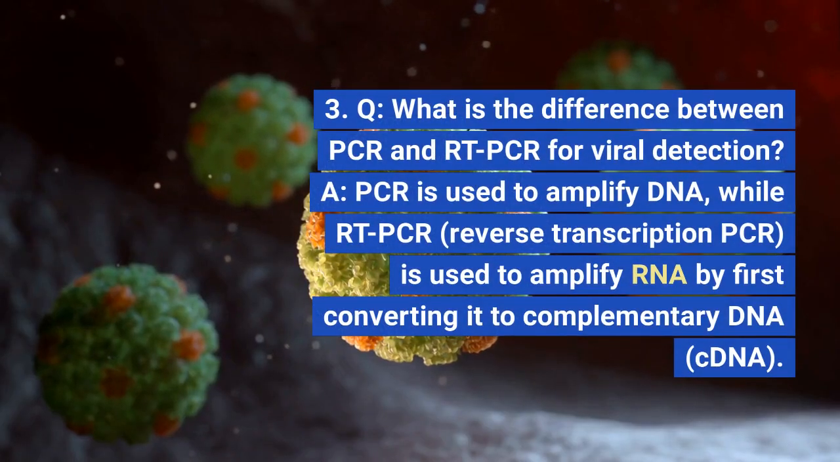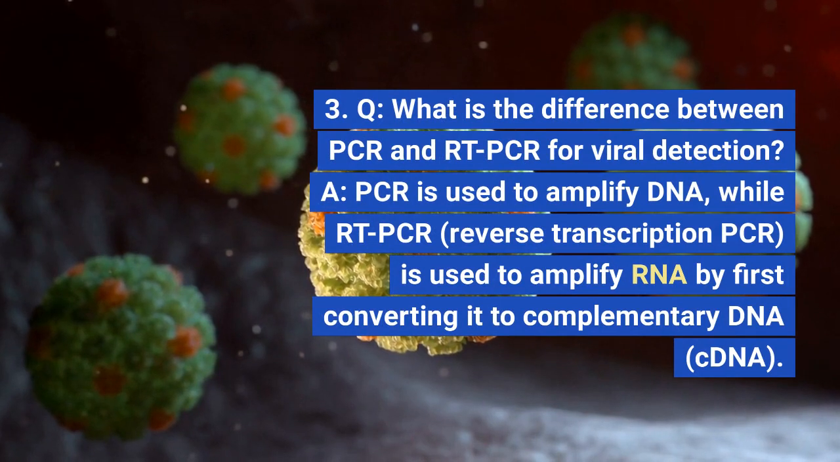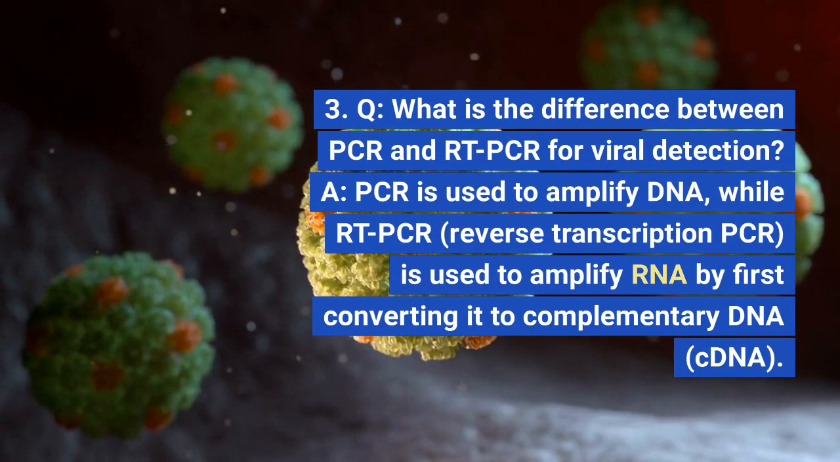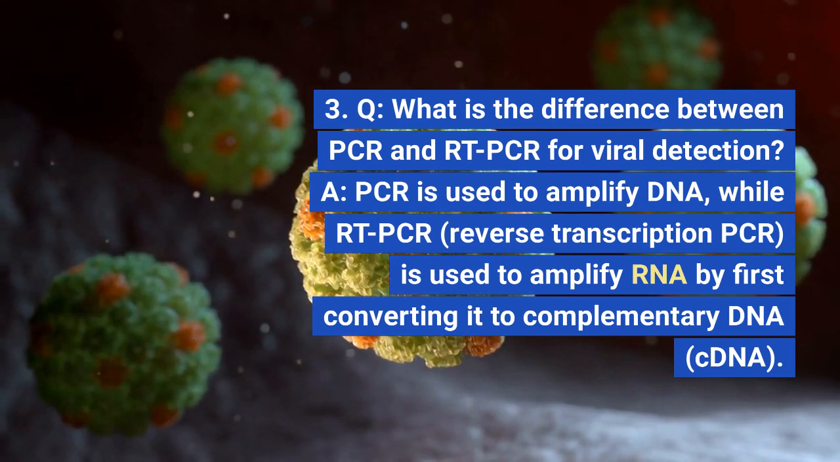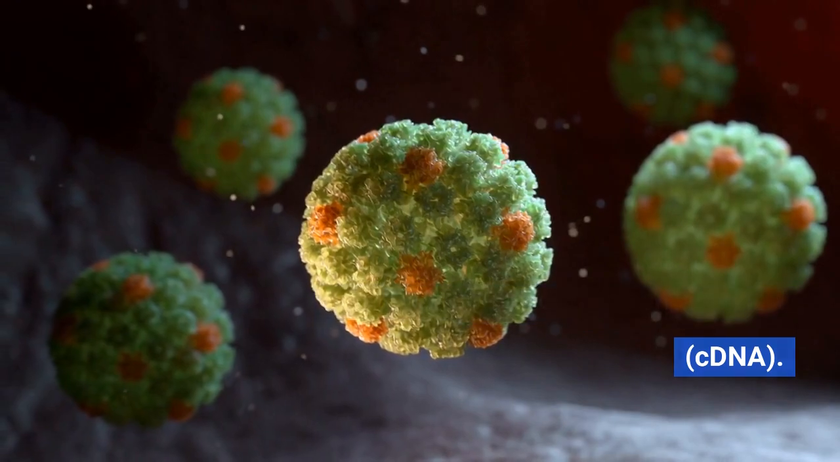3. Q. What is the difference between PCR and RT-PCR for viral detection? A. PCR is used to amplify DNA, while RT-PCR, reverse transcription PCR, is used to amplify RNA by first converting it to complementary DNA, cDNA.